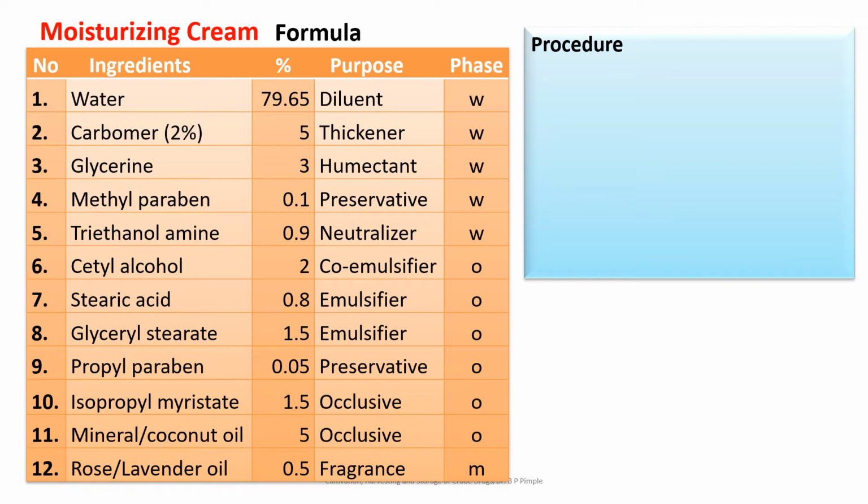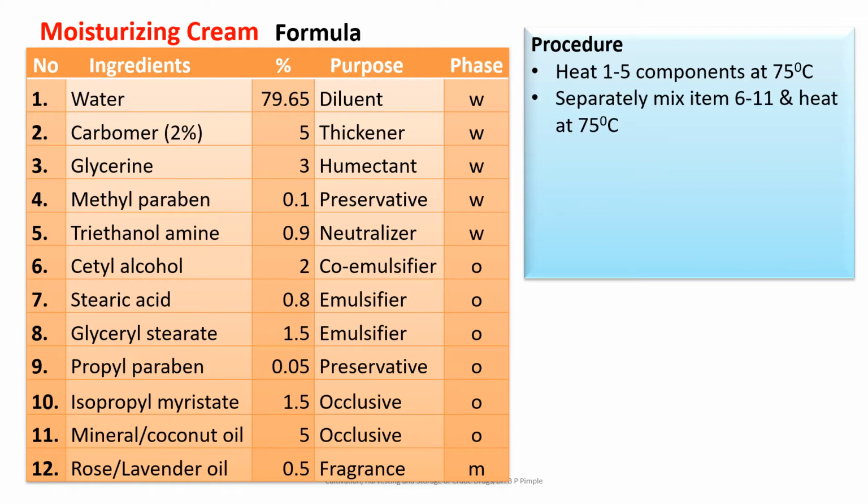Now, how to formulate these creams: first we need to separate the ingredients that are oily or oil soluble, such as stearic acid, glyceryl stearate, propyl paraben, isopropyl myristate, or mineral oil. These are to be combined and then heated at 75 degrees Celsius. And separately, we need to combine the aqueous components like water, carbomer, glycerin, methyl paraben, etc., and heat them separately again at 75 degrees Celsius.